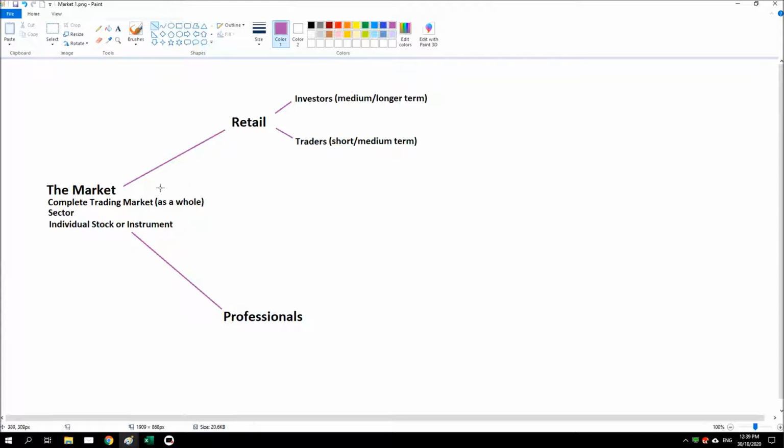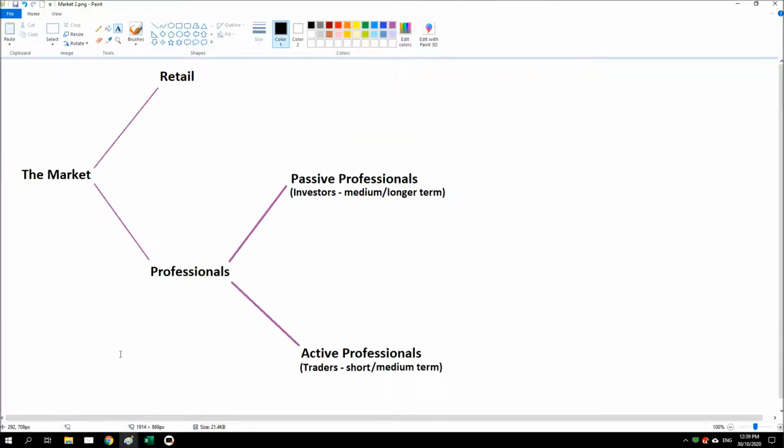And the market is broken up into two particular groups of traders. You've got retail traders and you've got professional traders. And the retailers can be broken up to some extent into investors who are buying and selling over a medium or longer term basis, or traders who are generally holding for a short to medium term. And breaking the professionals up, similar to the retail traders, they can be broken up into passive professionals who are generally the investors buying over the medium or longer term, and active professionals who are trading the shorter periods.